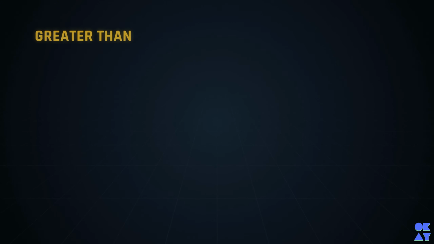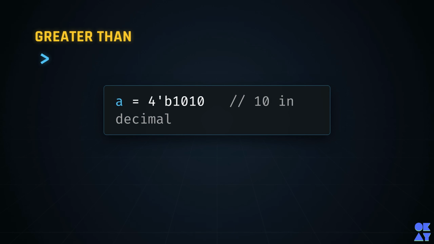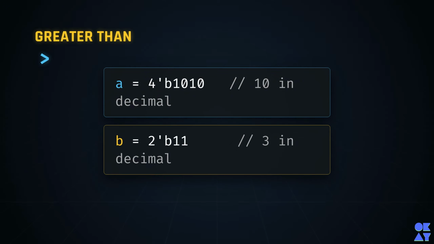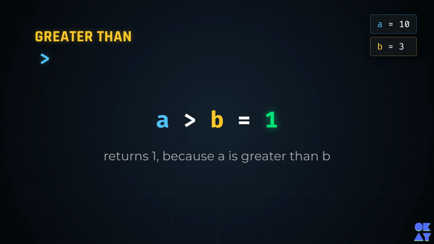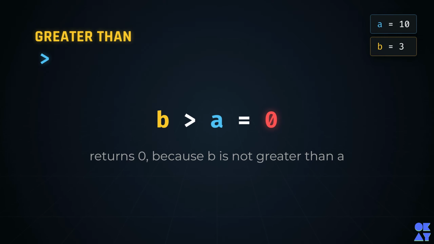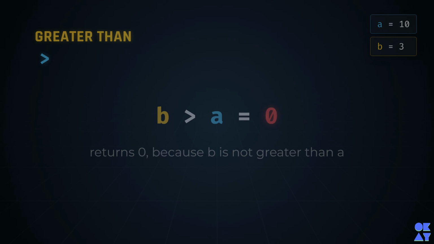Greater than. Symbol is greater than. Let A equals 4'b1010. That's 10 in decimal. B equals 2'b11. That's 3 in decimal. Now, A greater than B returns 1 because A is greater than B. B greater than A returns 0 because B is not greater than A. Here also you can use multiple operands, but it is advisable to use brackets.